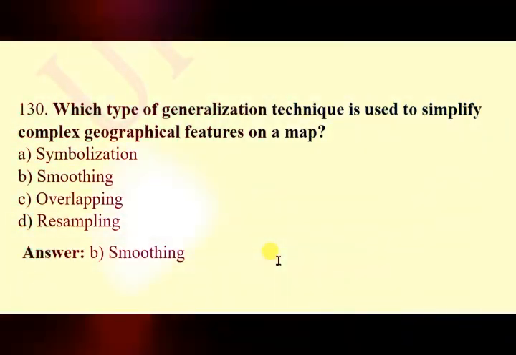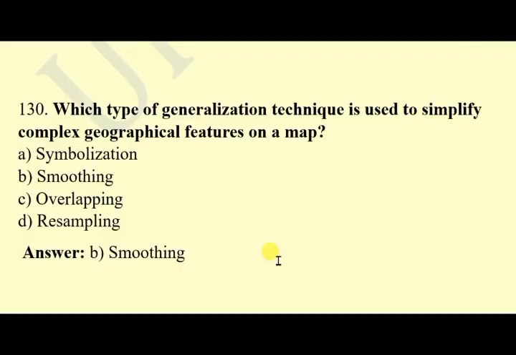Question 130. Which type of generalization technique is used to simplify complex geographical features on a map? Symbolization, smoothing, overlapping, resampling. The right answer will be smoothing.